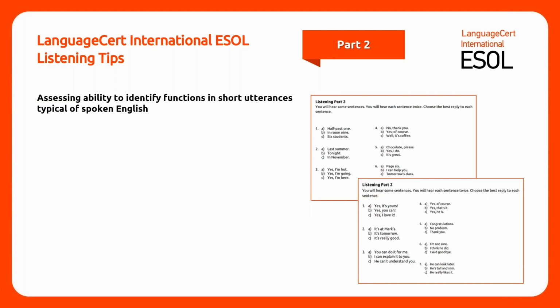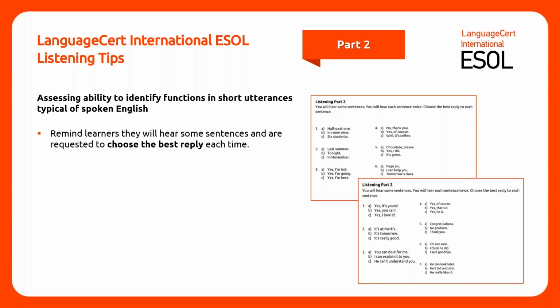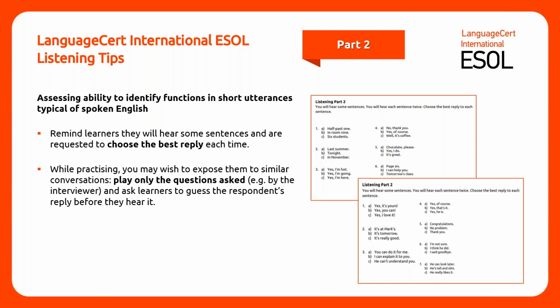Assessing ability to identify functions in short utterances typical of spoken English. Remind learners they will hear some sentences and are requested to choose the best reply each time. While practicing, you may wish to expose them to similar conversations. Play only the questions asked, for example, by the interviewer, and ask learners to guess what the respondents reply before they hear it.